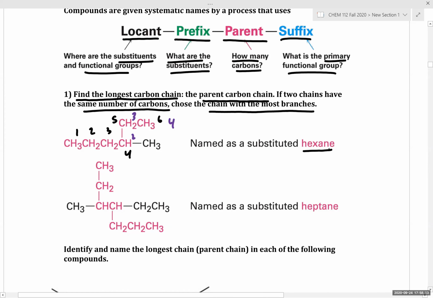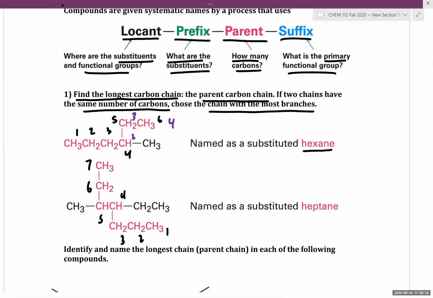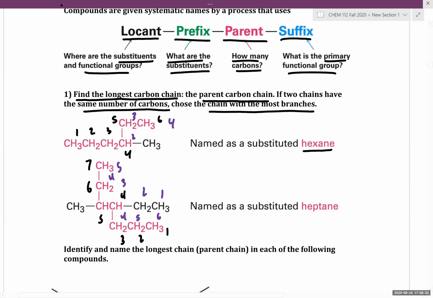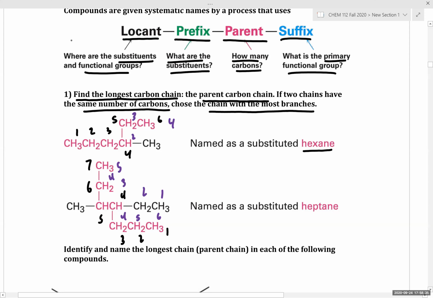Now this can get pretty tricky when you have multiple branching paths. In this case, we found that our longest chain has 7 carbons, and those 7 carbons beat out the 6 carbon chains or our 5 carbon chains. So we find the longest chain with the most branching, and we name this as a heptane chain. Does this make sense to everyone?